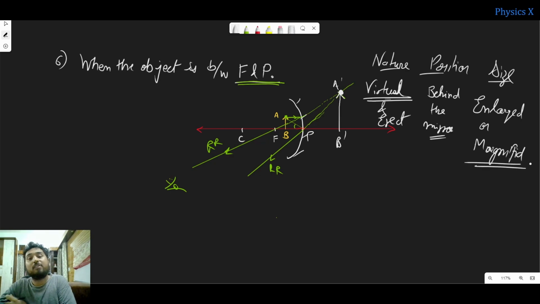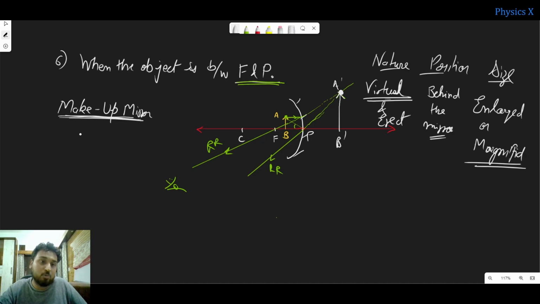right? So this case has a specific use, which is your makeup mirror. In makeup mirror, what happens? That is a small mirror that people carry in the vanity. So that mirror is what? Makeup mirror. So generally these mirrors are meant to be used when the object is placed very close.